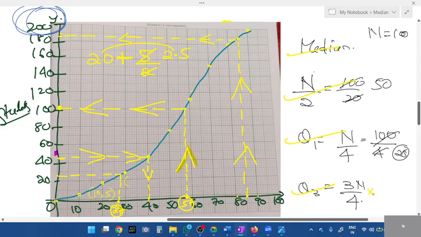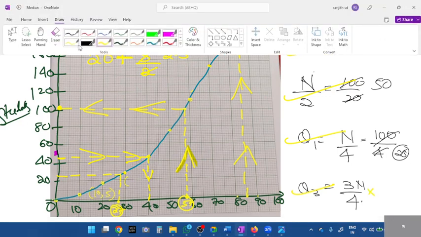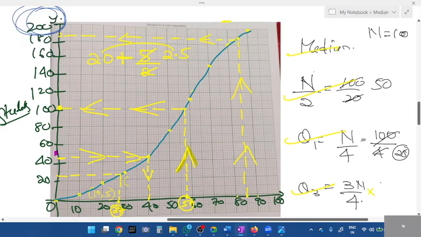In the same way, what do you have to find? How do you find Q3, students? What's the formula? 3 into 100 divided by 4. So what do we get? 3 into 25, yeah, 75.